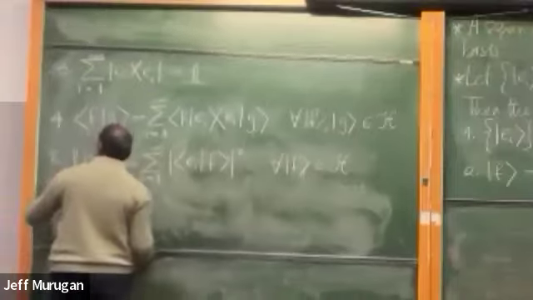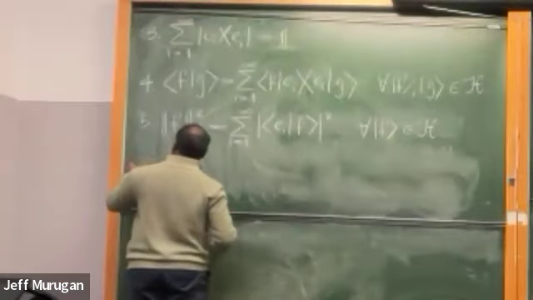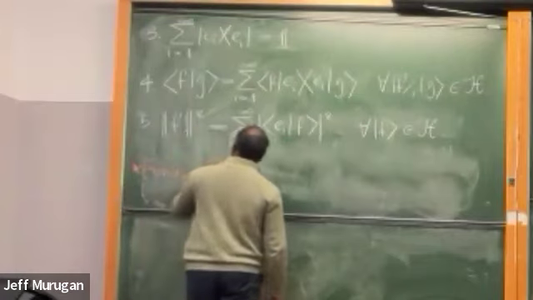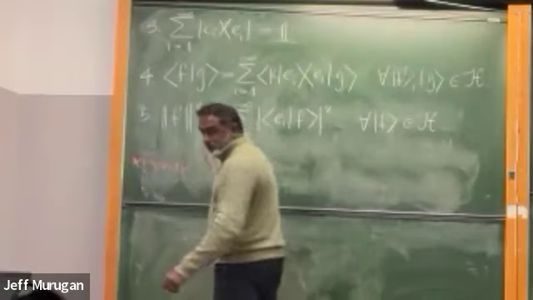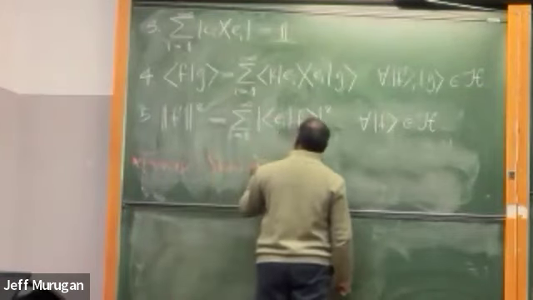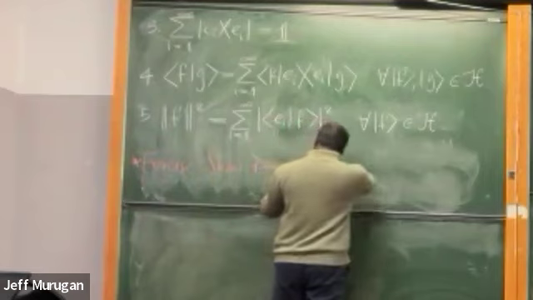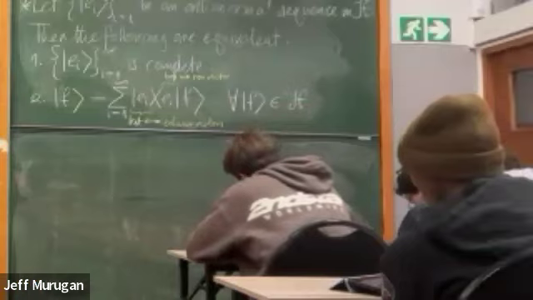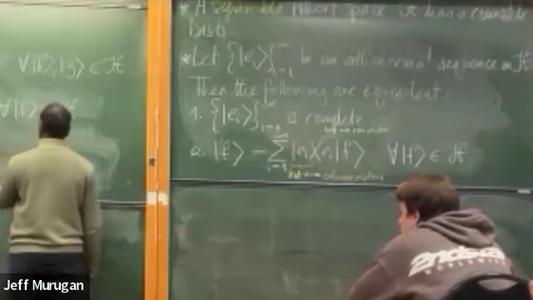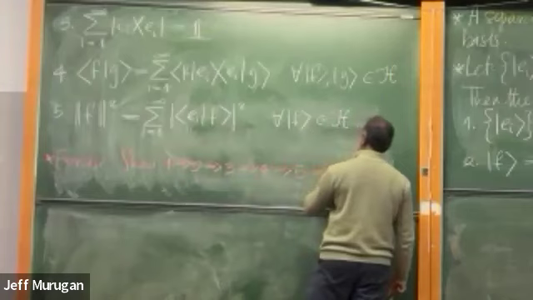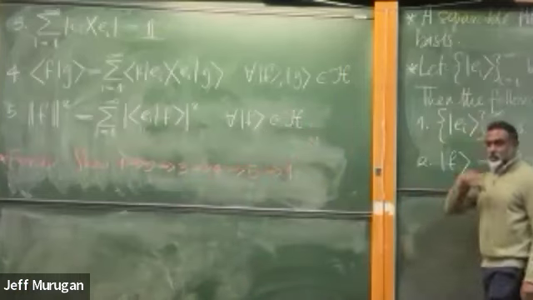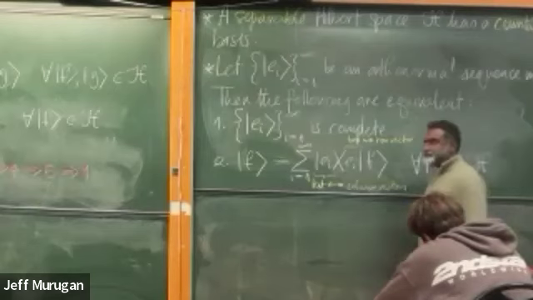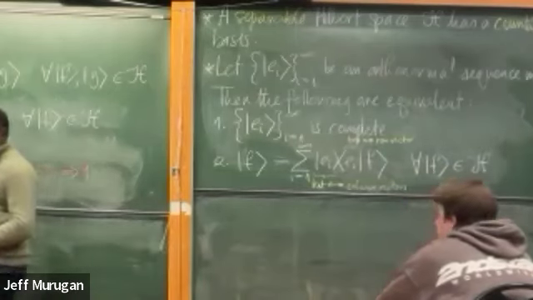Exercise I would like you guys to show that statement 1 implies 2, implies 3, implies 4, implies 5, implies 1. And hence, they're all equal. Okay.